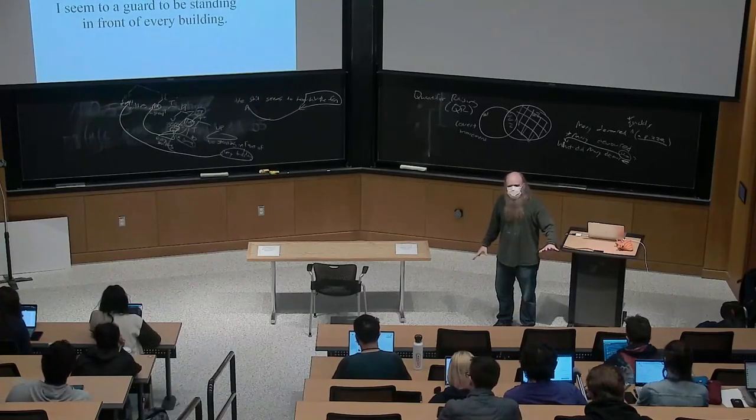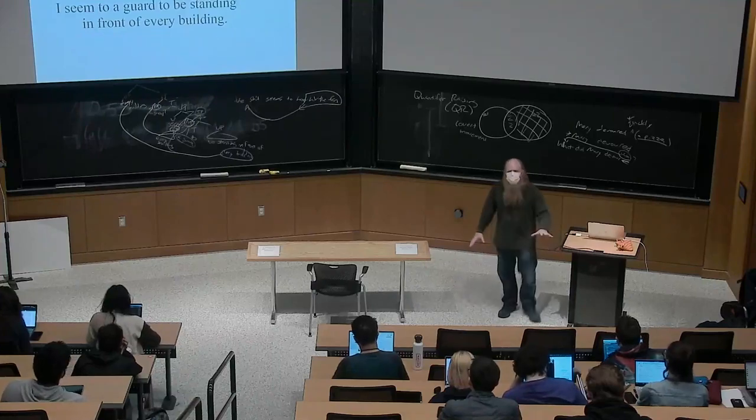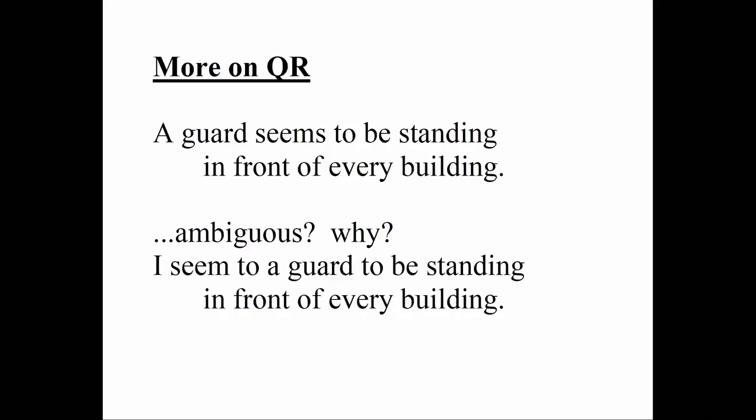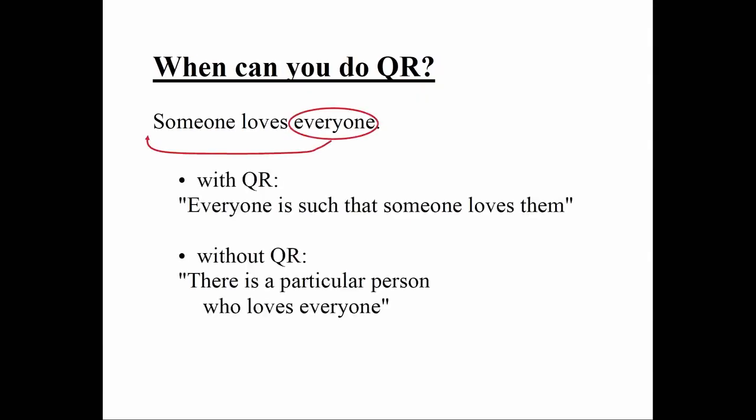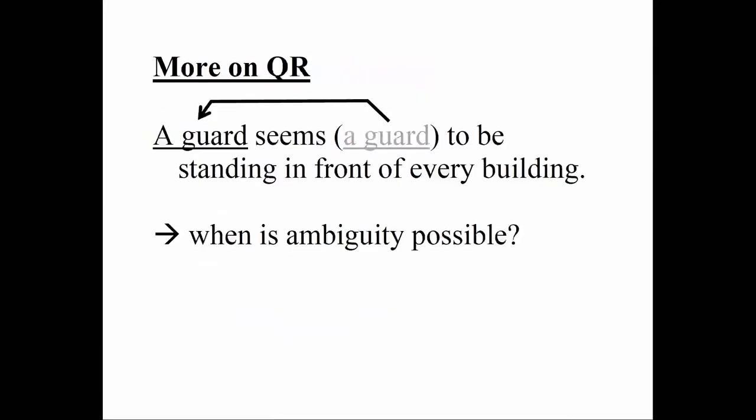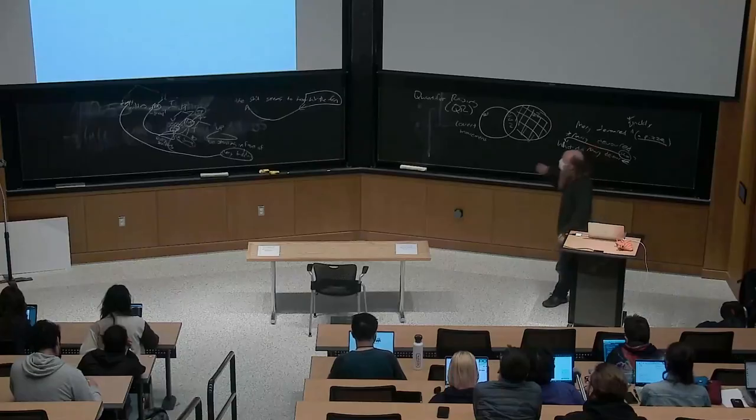I don't know why I did this with a blackboard. I think I have slides here. So let me show you the slides. Maybe they will help. So we think that a guard seems to be standing in front of every building involves a step of movement. A guard is moving out of the embedded clause and into the matrix subject position. And I see now I don't actually have slides that help with any of this.